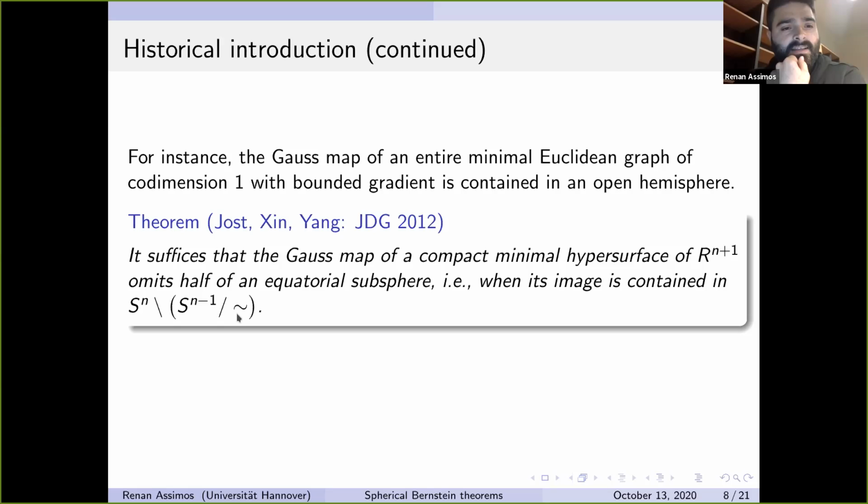This set here is a totally geodesic codimension 1 subsphere, and this is a quotient by the antipodal map. Imagine this in S2: it is like if I take half of an equatorial sphere, and perhaps I'm going to draw.